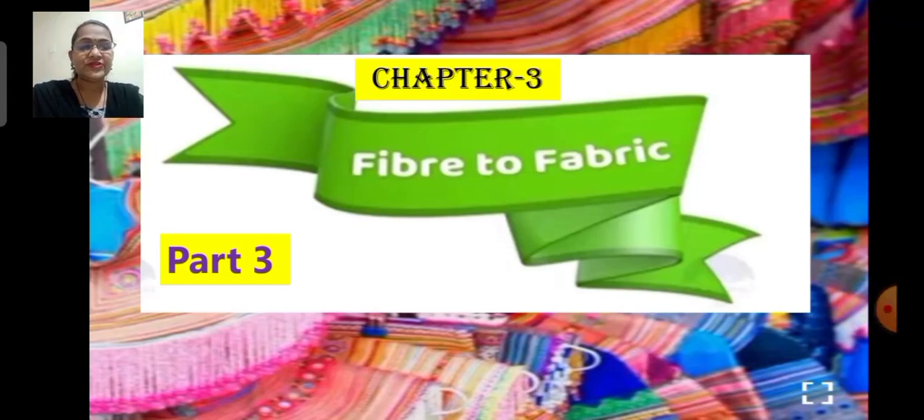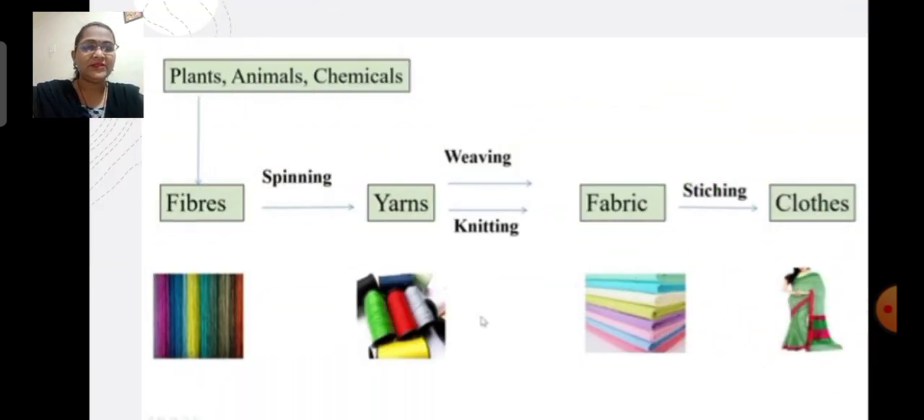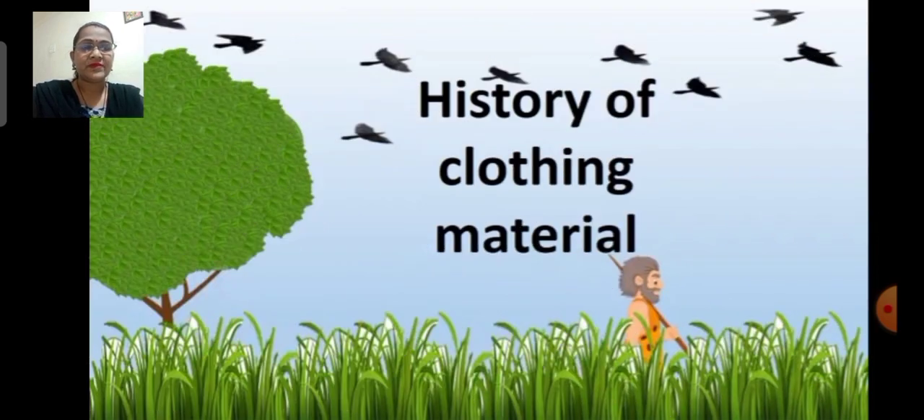In today's session, we are going to study the history of clothing materials. In the previous session, we saw how natural or synthetic fibers are twisted and converted into yarns with the help of a spinning machine. Then, with the help of weaving and knitting methods, these yarns are converted into fabrics. So let's begin with today's session on the history of clothing material.